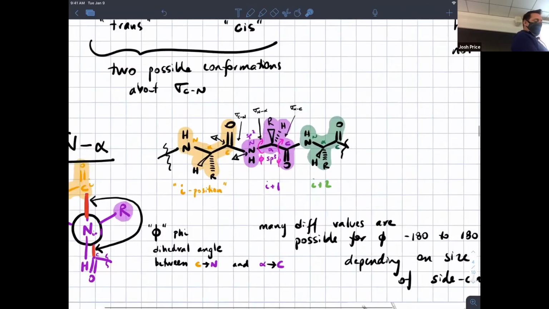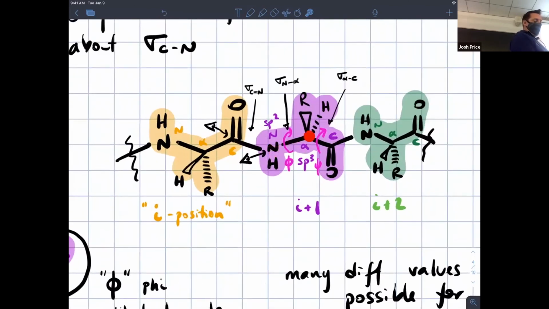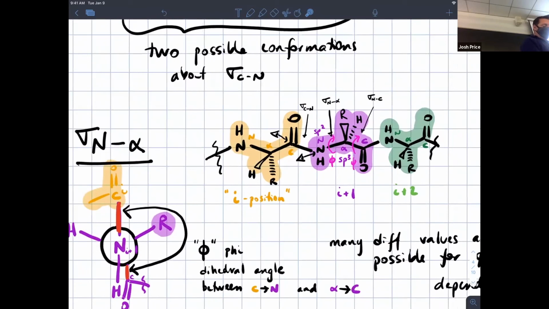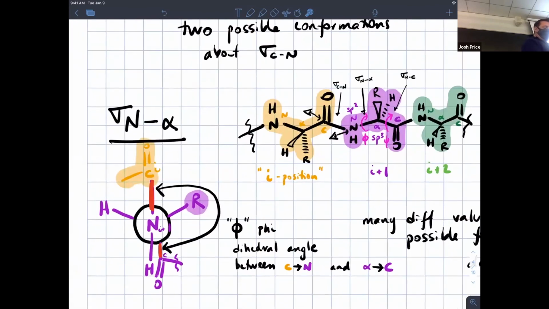The next bond is between nitrogen and alpha carbon. We call the dihedral angle about this bond phi, Greek letter phi. If you do a Newman projection, the angle phi is the angle between the carbonyl carbon on the nitrogen and then the carbonyl carbon in the back. We're looking at the bond between nitrogen and alpha carbon. So this phi can have many different possible values because as you rotate around that bond, you're not breaking resonance at all.